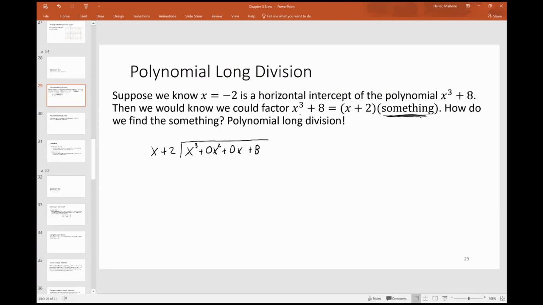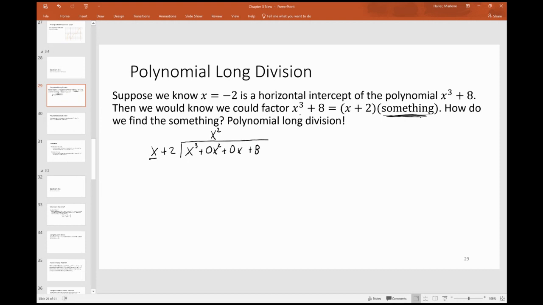Now to do the long division here, we only want to look at the first term of the factor we're dividing out. We want to see how many times x divides into the first term of the polynomial, x cubed. How many times does x go into x cubed? It goes in x squared times. So we'll put that x squared up here in our x squared column.